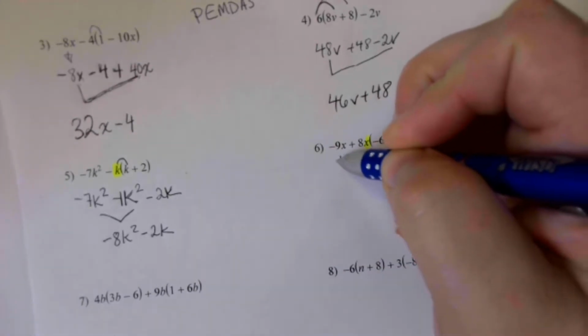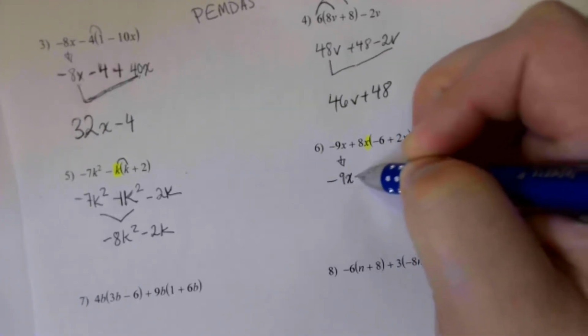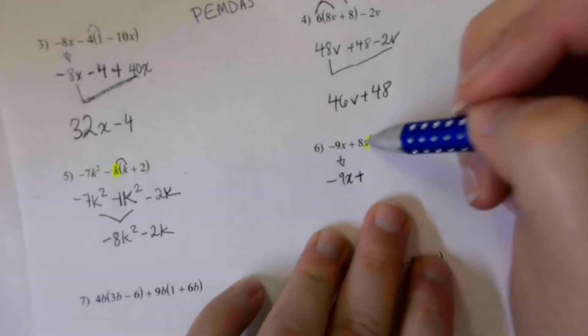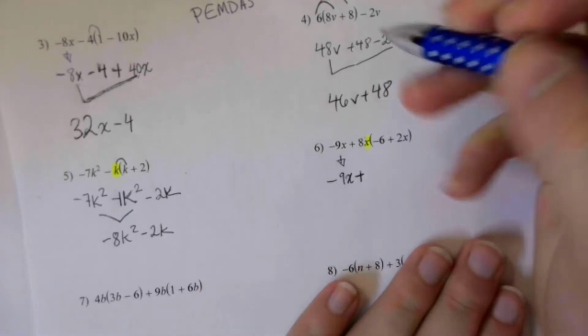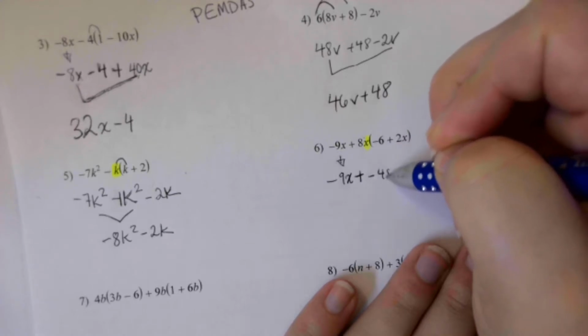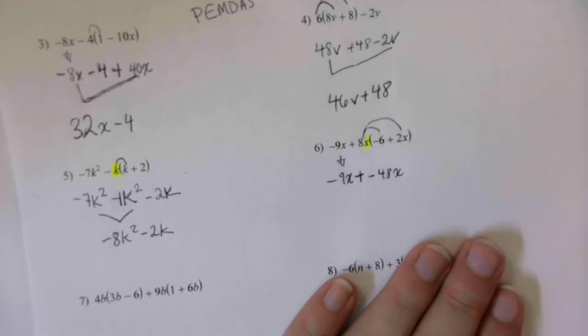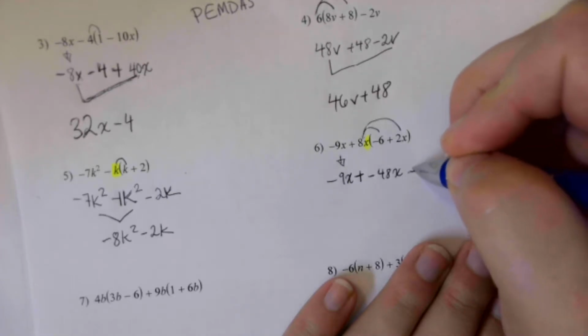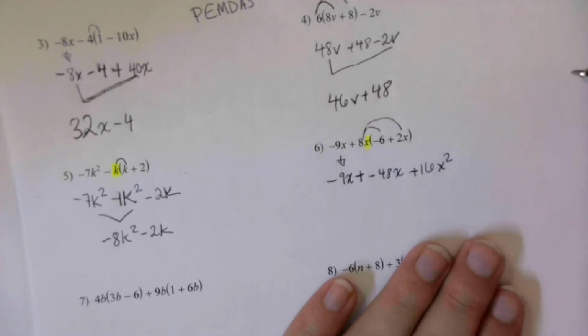Same thing is going to be happening here. Bring that negative 9x down. 8x times a negative 6. It's going to be a negative 48x. 8 times 2, 16. X times x, x squared.